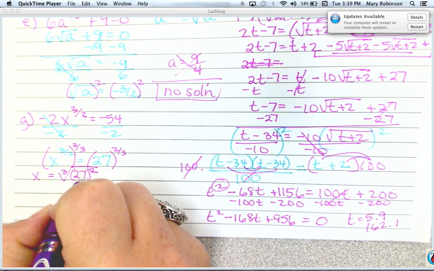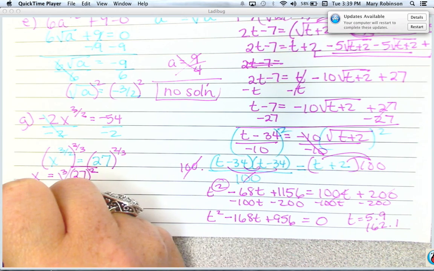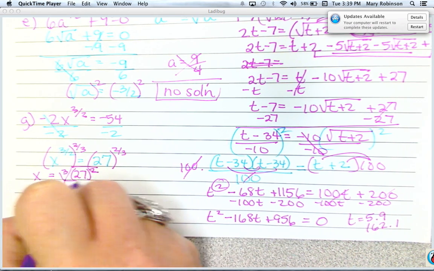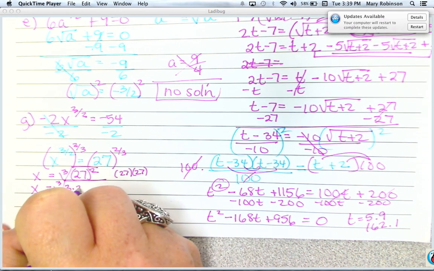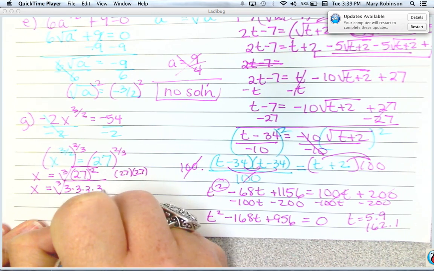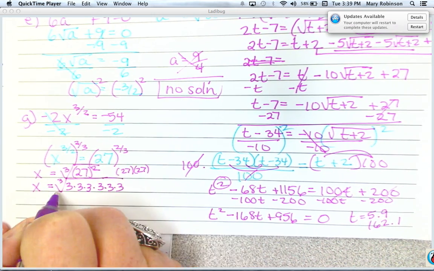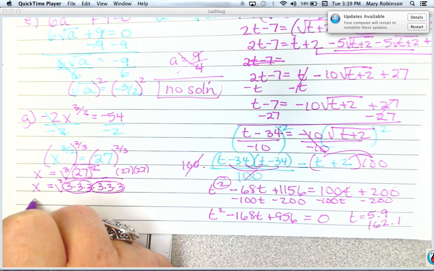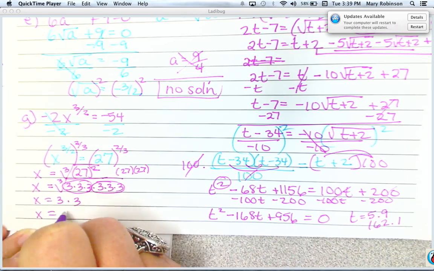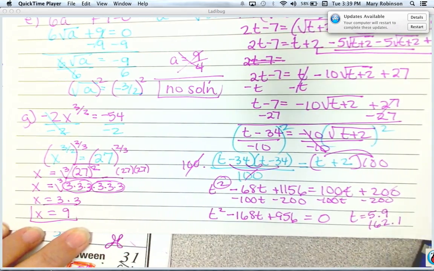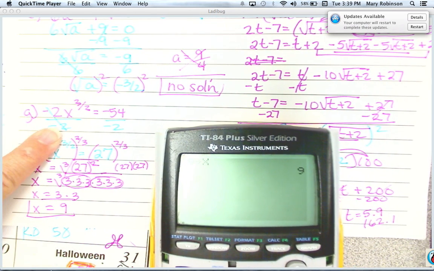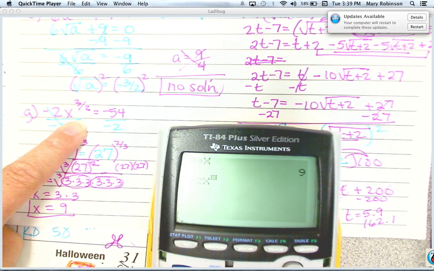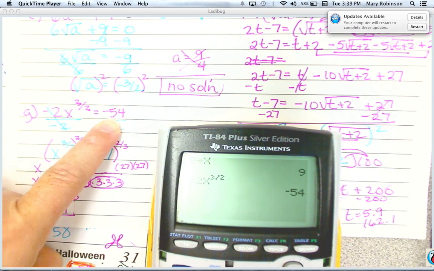Now, if you think about what you already know, hopefully you know the cube root of 27 already. The cube root of 27 squared means 27 times 27, but 27 is 3 times 3 times 3, and you've got another 27, which is 3 times 3 times 3. Because you're finding the cube root, both these 3's come out, and you get 9. All right, so if we store our value for x, 9 store as x, enter, and type in negative 2, x to the 3/2 power. We want it to equal negative 54, and it does, so our answer is right.